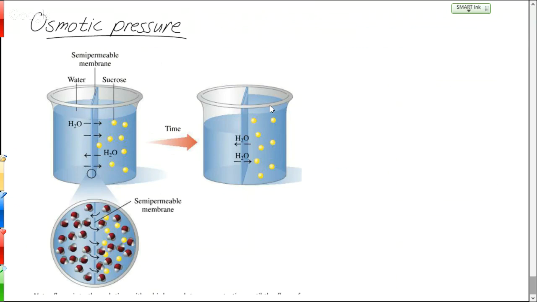So this becomes very important inside the body because if you have this kind of difference in concentration between the inside of the cell and the outside of the cell, then water is either going to go into the cell or go out of the cell through osmosis. And that could be good, but that could be bad. So what happens if you have this situation and we say that the left side is the outside of the cell and the right side is the inside of the cell? What's going to happen to that cell if the outside has less solute in it than the inside?